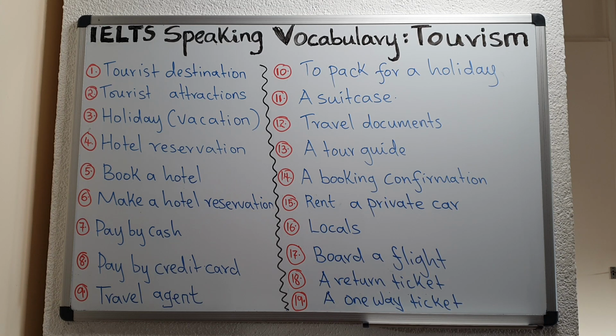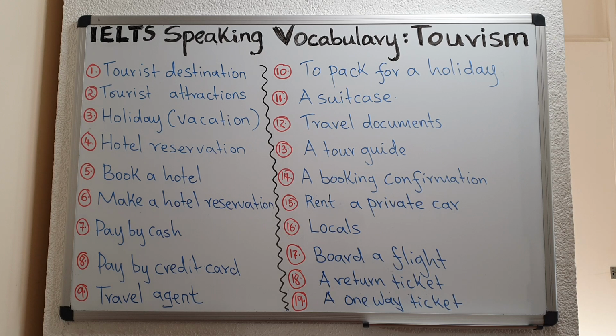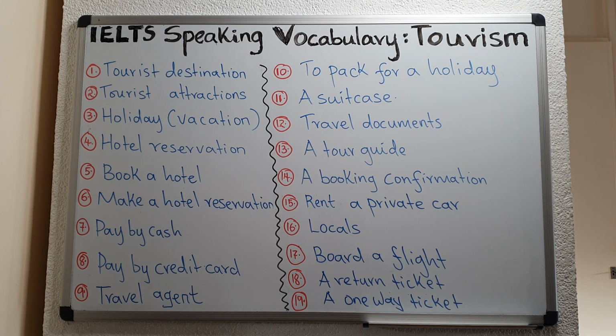The next word is book a hotel. To book a hotel is to make a hotel reservation, which means that you pay an amount of money for the number of days that you're going to be there. Now, most of the times when it comes to a hotel reservation, you don't actually pay in advance. You pay when you arrive at the hotel, or when you're leaving the hotel, when you're checking out.